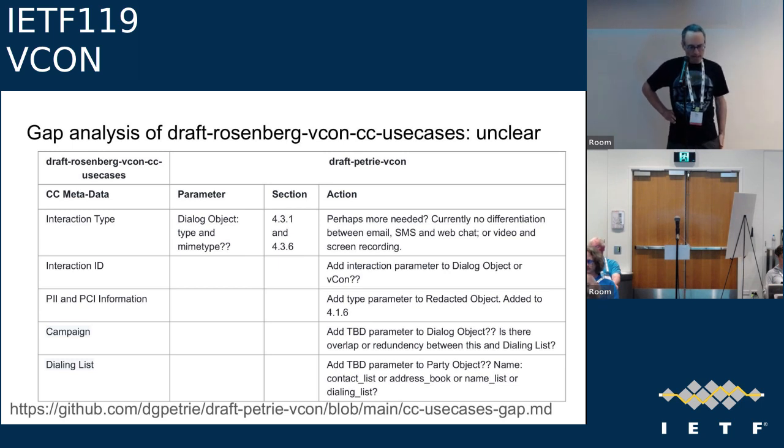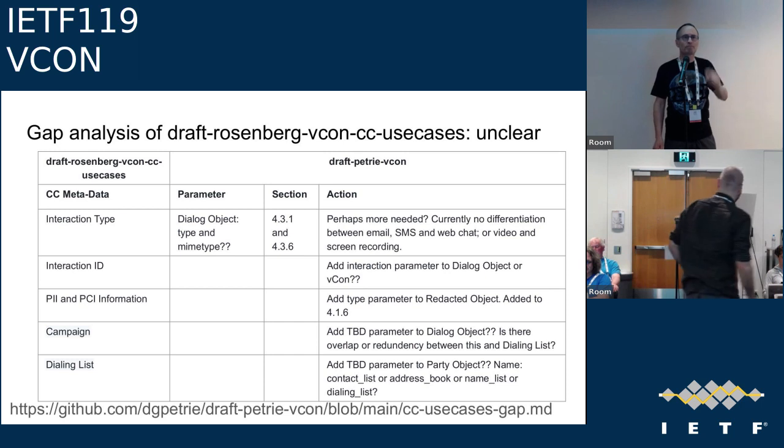So I think I got, let's see, we talked about interaction ID. I think I got a solution for that. I'm still a little unclear on interaction type and campaign and dialing list. I think I need some further querying and discussions. And I don't think there was really any issue with the PII and PCI information labeling. I think that was fairly straightforward.